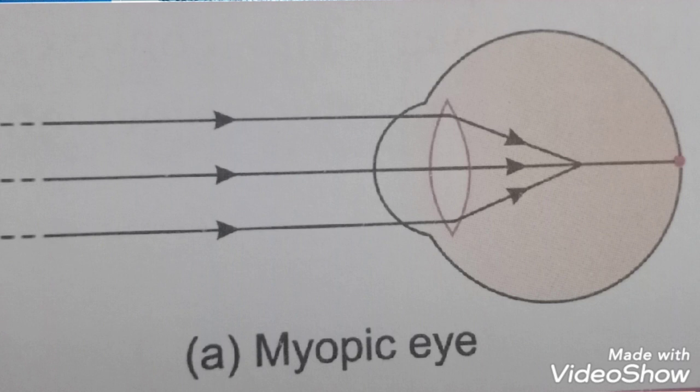As a result of excessive curvature, the focal length of the eye lens becomes shorter and its converging power becomes more than usual. That means the converging power increases, so it converges far ahead of where it should reach the retina. In such cases, the rays of light from far objects get focused at a point before the retina, hence the image forms in front of the retina, which is not clear and not distinct.